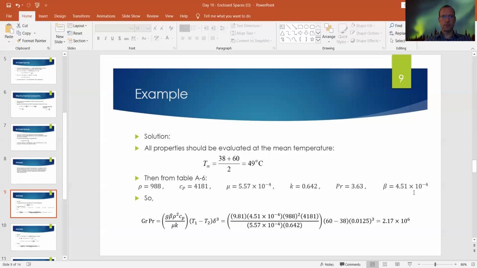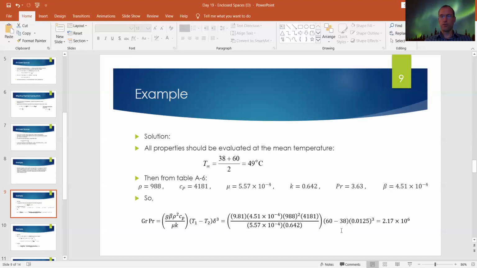That's 1 over Kelvin. So plugging all that into my value for the Rayleigh number, GrPr, I have g beta rho squared Cp over mu k, temperature difference, and this delta cubed. All those values: 9.81 for g, 4.51 times 10 to the negative fourth for beta, 988 squared for rho, 4,181 for Cp, 5.57 times 10 to the negative fourth for mu, and 0.642 for k. Temperature difference, 60 minus 38.